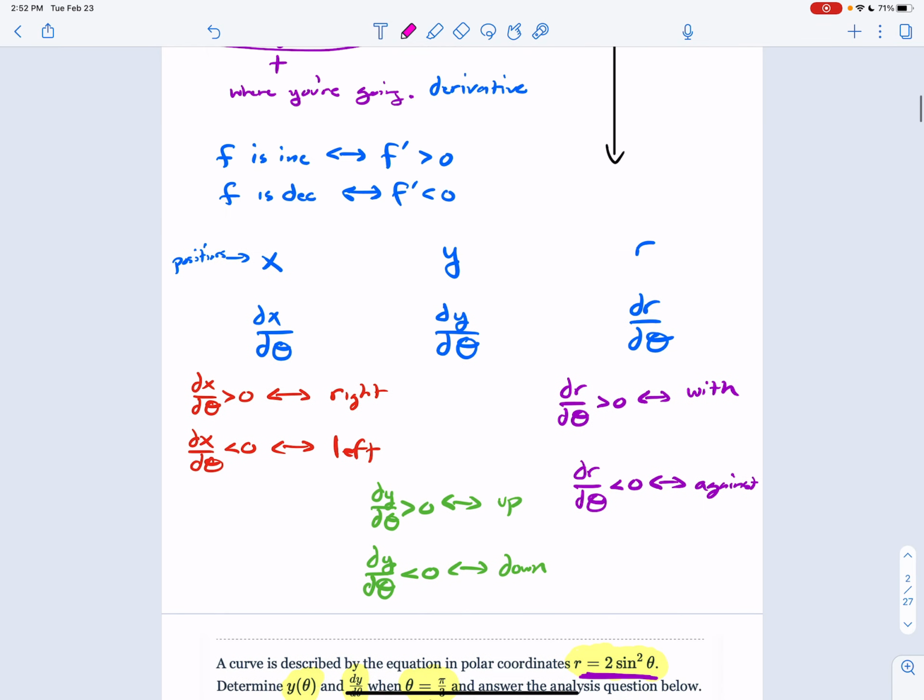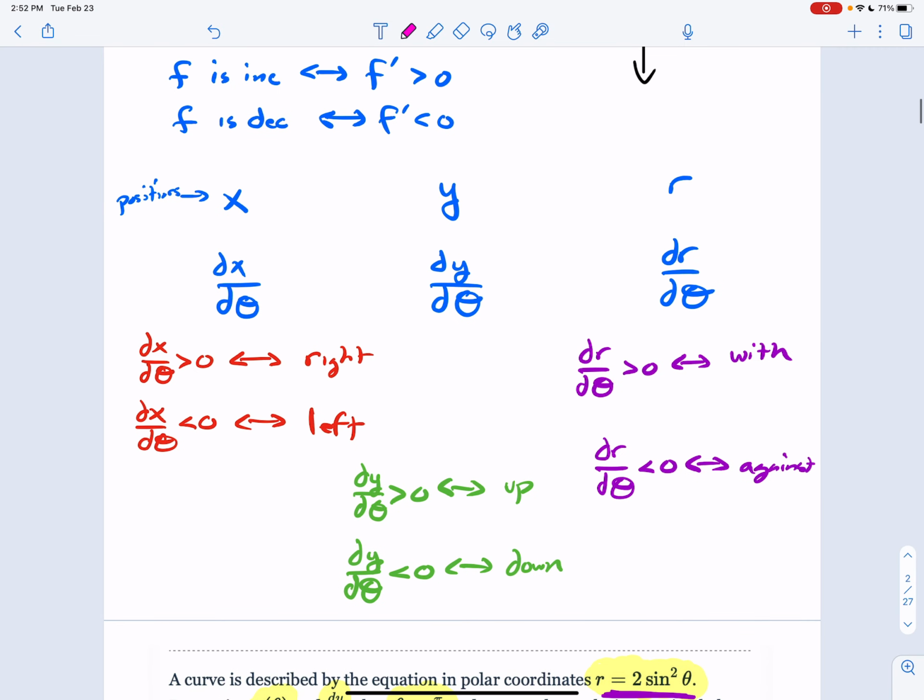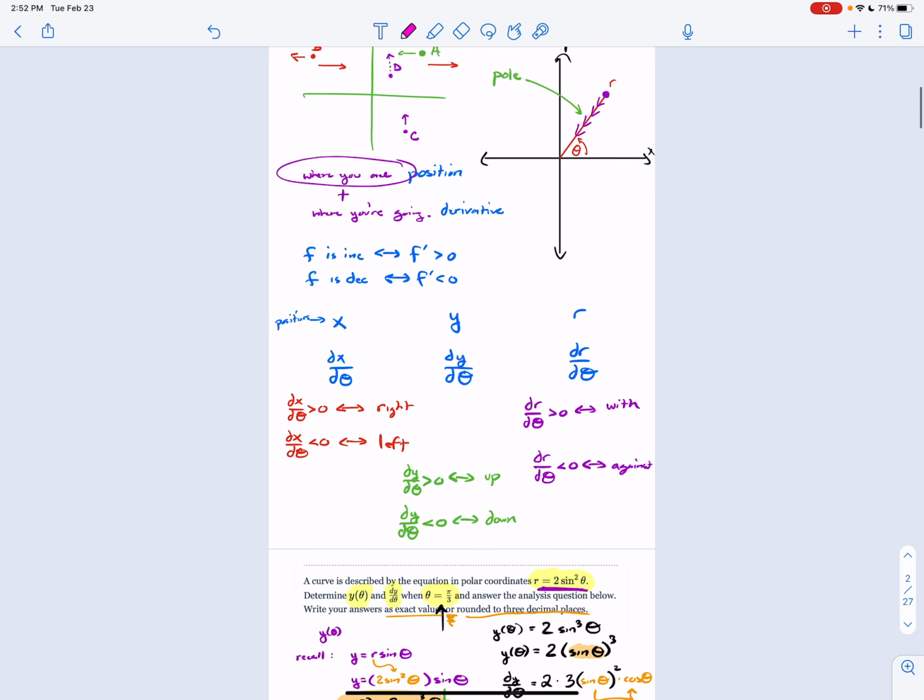Remember, you have to have two pieces of information: you have to know where you are and then where you're going. Try it out on Delta Math. It takes some getting used to at first, but fill in those blanks. If you happen to get anything incorrect and you're not sure why, just let me know.